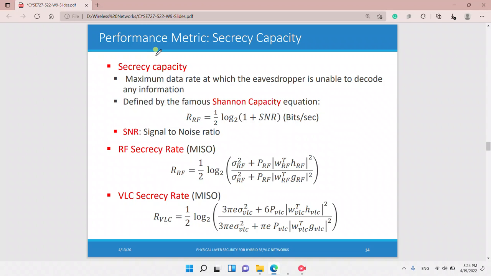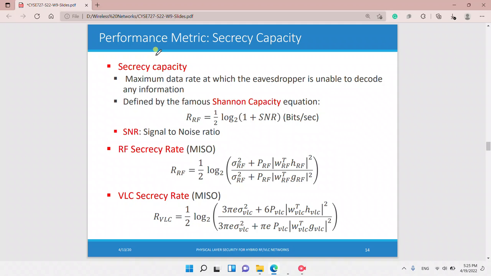The performance metric that we will use is the secrecy capacity. We want to maximize the secrecy capacity: the maximum data rate at which the eavesdropper is unable to decode any information, defined by the famous Shannon capacity equation.